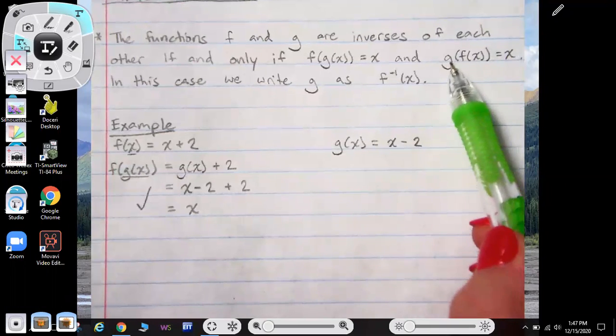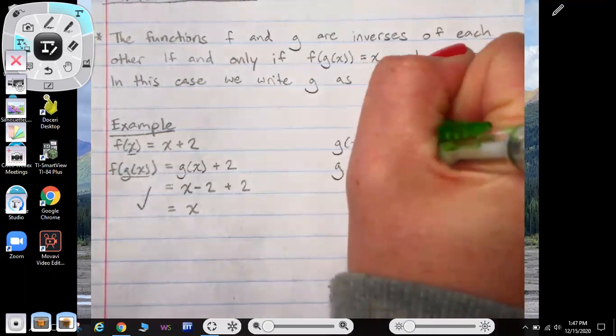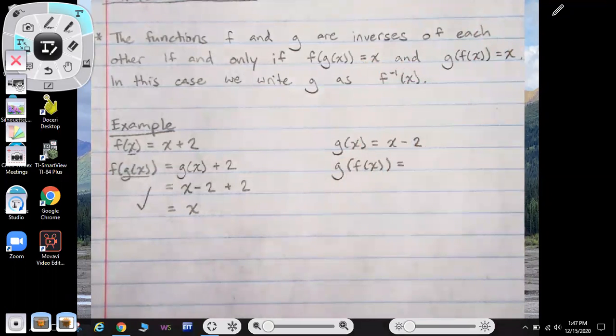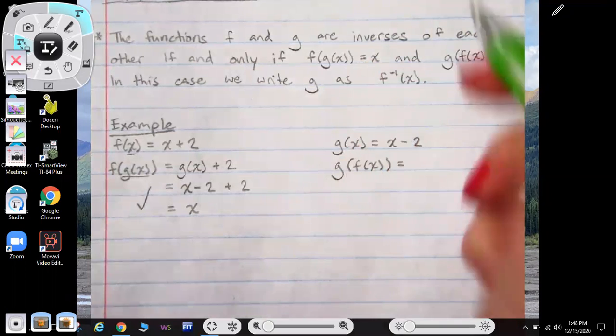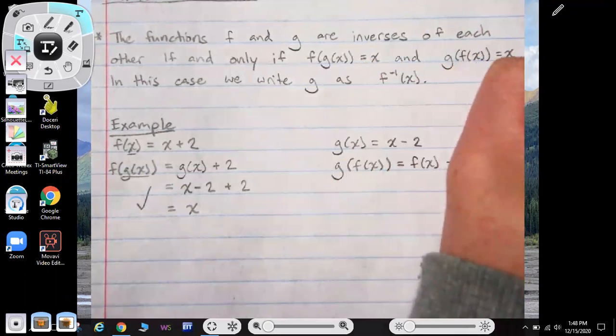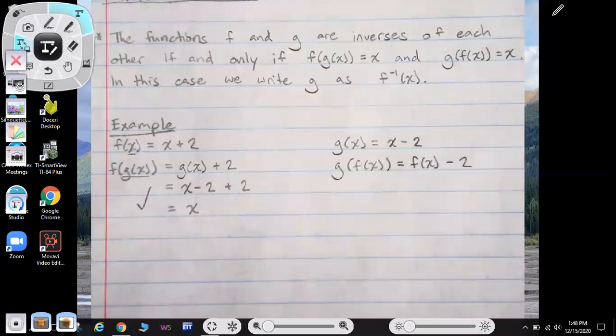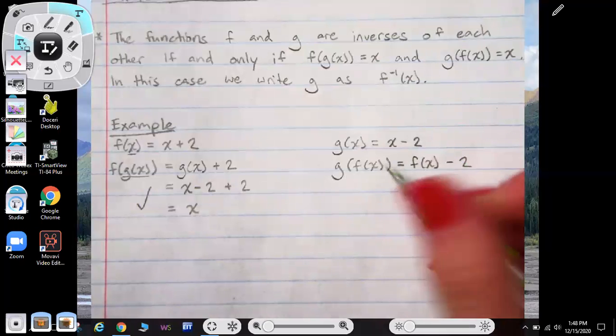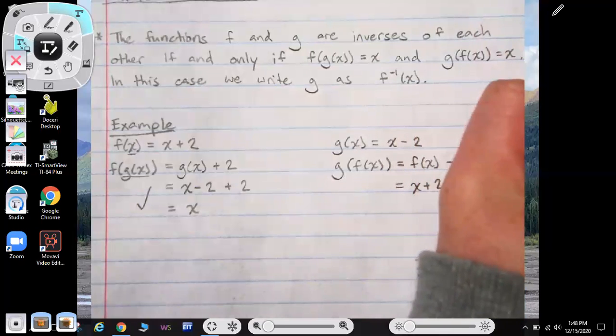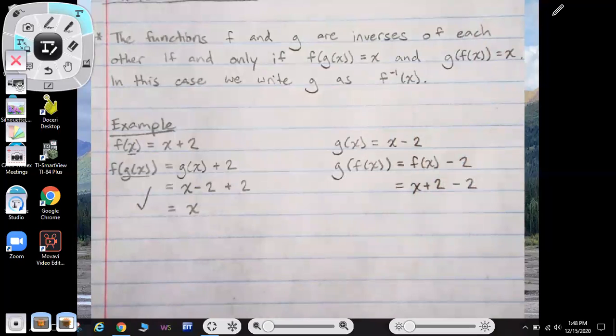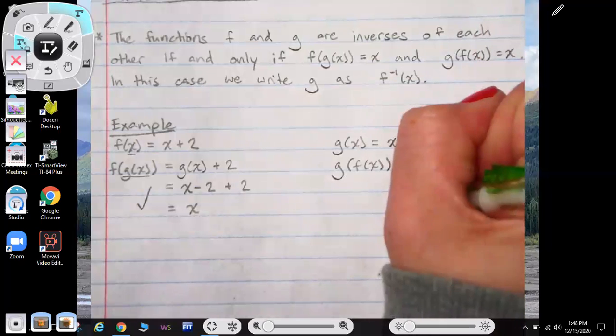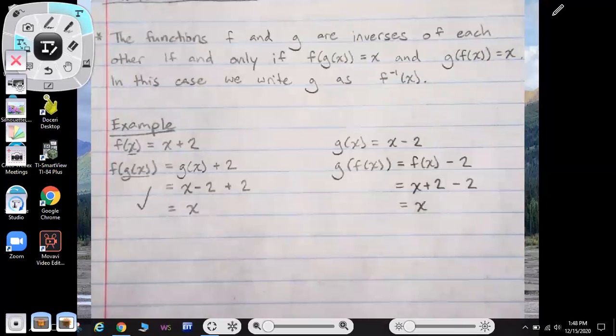Okay, we also have to check and see that g of f of x equals x. So in our function g of x, we're replacing x with f of x. So instead of x minus 2, we have f of x minus 2. Now we're going to plug in f of x, which is x plus 2. So we have x plus 2, and then we still have minus 2 after that. Combine like terms, 2 minus 2 is 0, so we're left with x. So g of f of x also equals x.